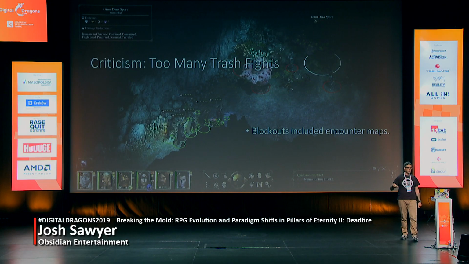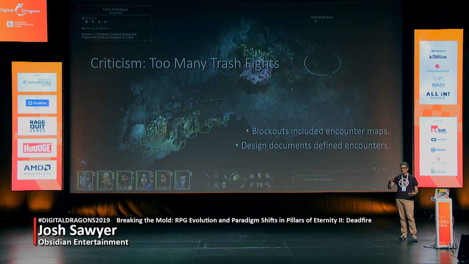So in Deadfire, we moved so that blockouts that people did for their levels had to include encounter maps, so we could see where the encounters would be. Documents also had to define those encounters. So for example, if someone said, well, I only have 3 encounters in this level, and then we found out that they were all essentially the same encounter, I'd say cut one of those encounters or change it, or change both of those encounters into something else. But a lot more work went into the upfront design of saying, please don't flood every level with trash fights because the players just don't enjoy it.